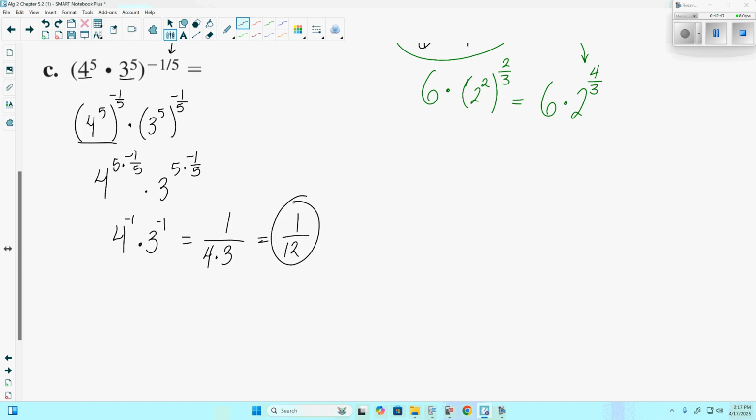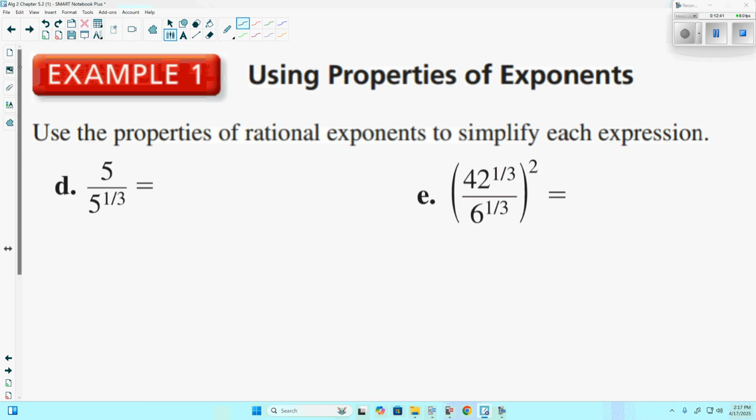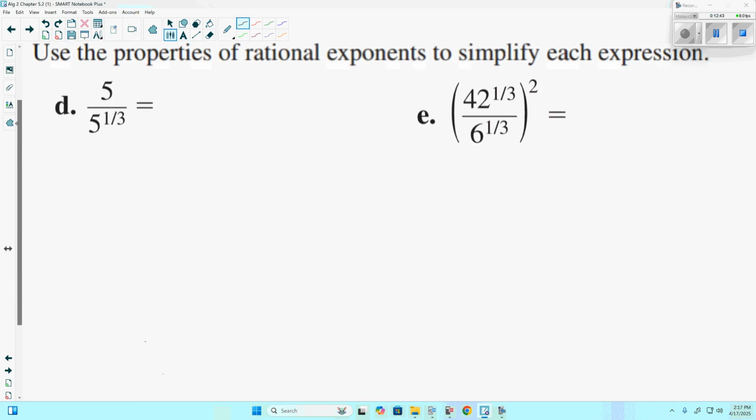That also means, well, 1/12 is a nice number, yes? Relatively speaking, especially considering 4 to the 2/3. I could have typed 4 to the fifth times 3 to the fifth all to the negative 1/5 on the calculator, and it would have given us 1/12. Not all of these will simplify nicely in the calculator. Some will. Questions on any of those so far before we look at these two?